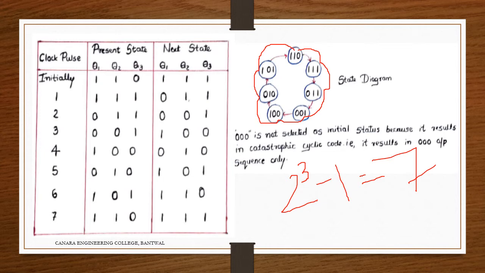So that is the reason you can take 1 1 0 or 0 0 1 also, anything; it will be repeating after this step. So it will be a cyclic sequence. After the 8th step, it is going to start with the same value which you have taken as the initial condition. Okay, so one thing you should know: you shouldn't take 000 as the initial state.